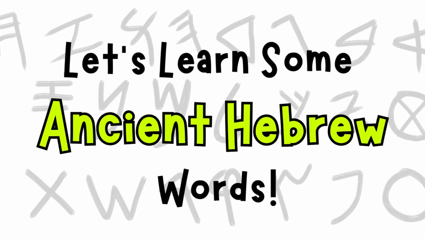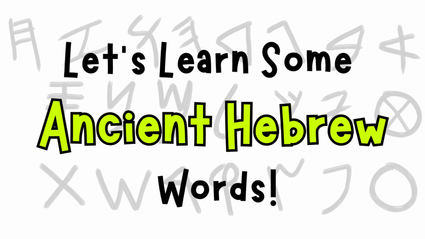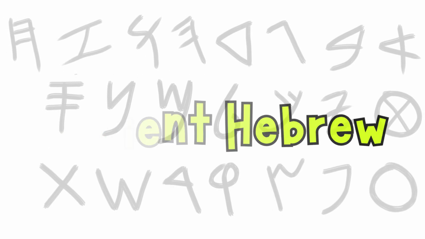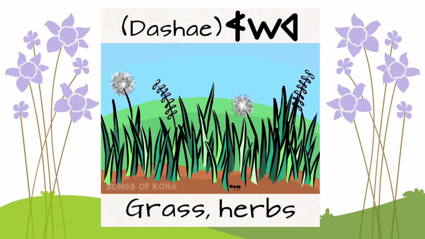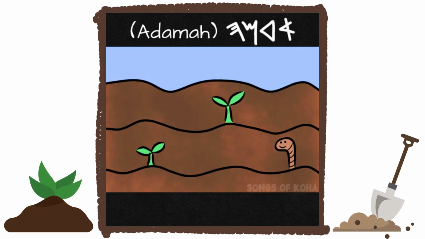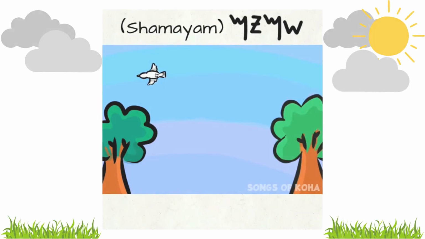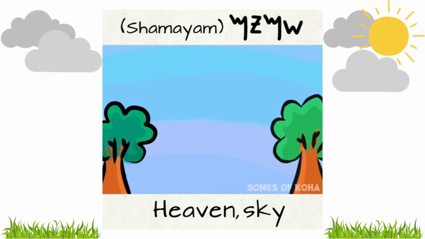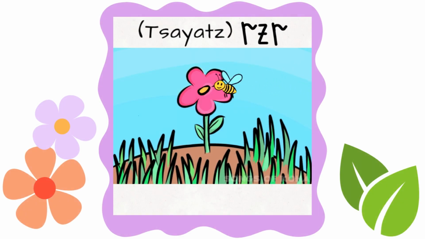Let's learn some ancient Hebrew words. Dashe, grass or herbs. Adama, earth as soil or ground. Shamayam, heaven or sky. Sayats, flower.